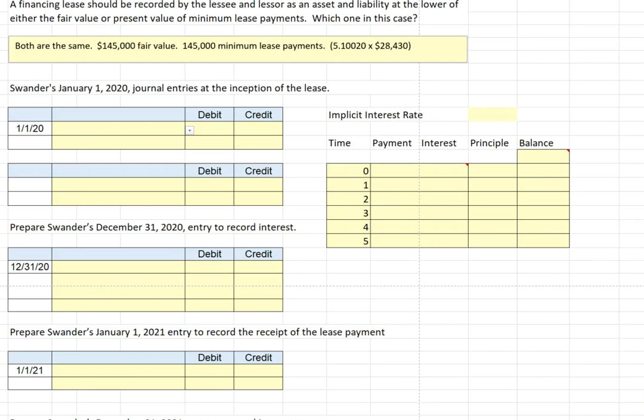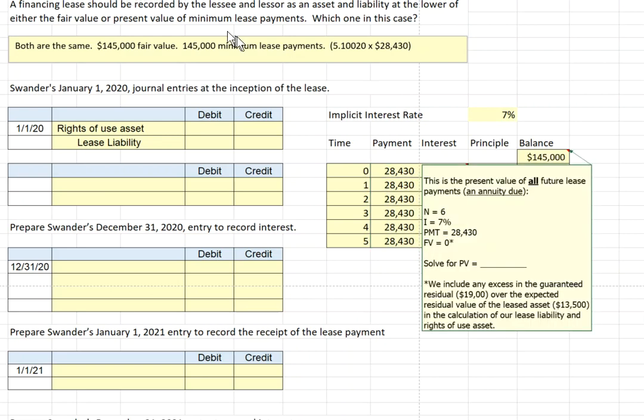On January 1, Swandler is going to want to record a rights of use asset and a lease liability equal to the minimum of the fair market value or the present value of minimum lease payments. We already decided they were the same, but let's look and see how we would figure that out. We're given an implicit interest rate of 7%, and we have a payment of $28,430 per year for 6 periods.